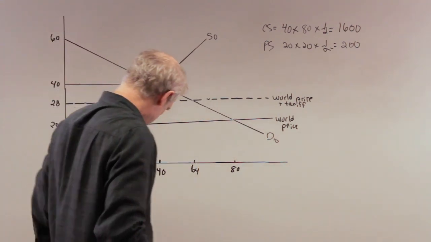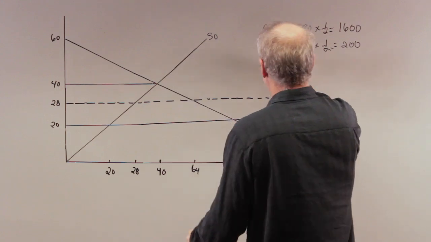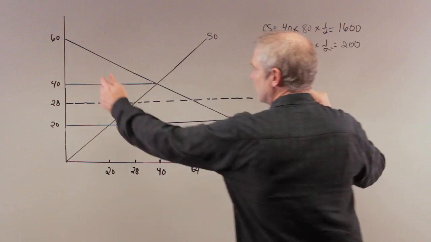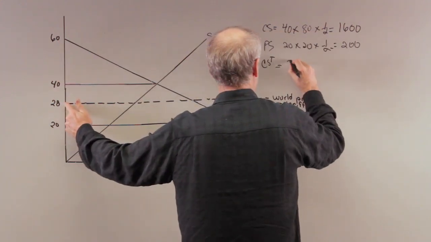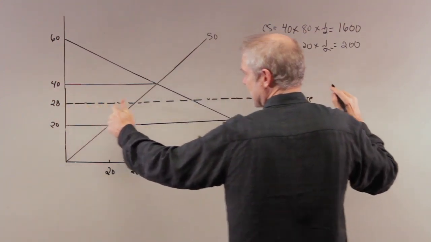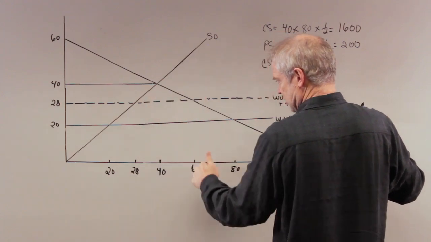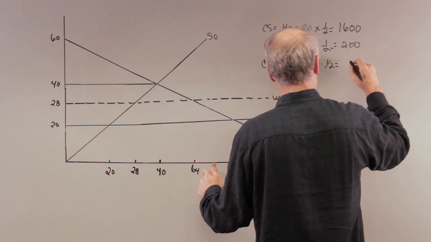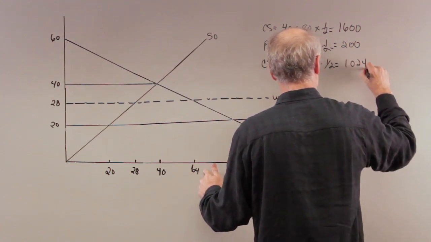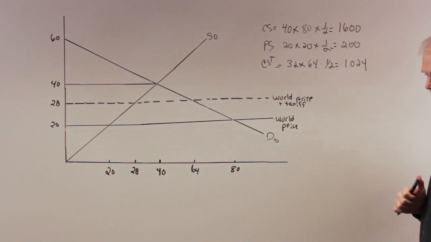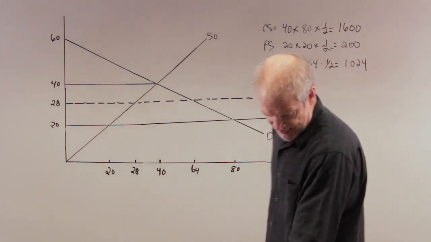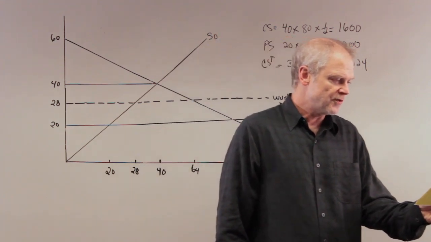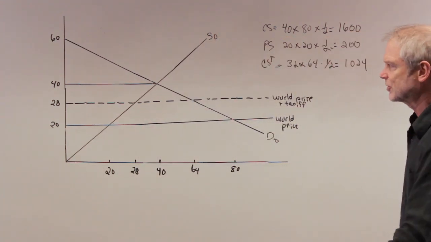So that's going to be equal to, and I'll leave it up here for now. So I'll put consumer surplus, put a little t up there for tariff, is going to be equal to 60 minus 28, which is 32, times 64 times a half, which is going to be equal to 1,024, if you do the math, okay? So, going to your answer here, it says, with trade and a tariff, consumer surplus is 1024. We've got that right. But what's producer surplus now?